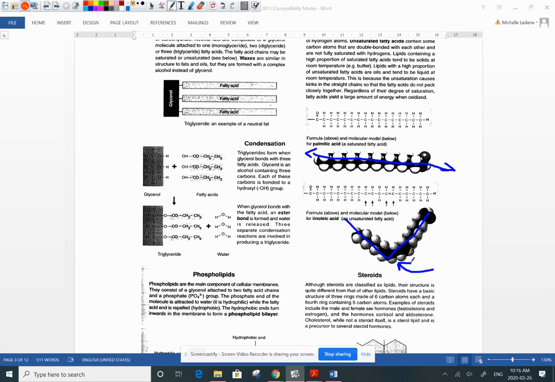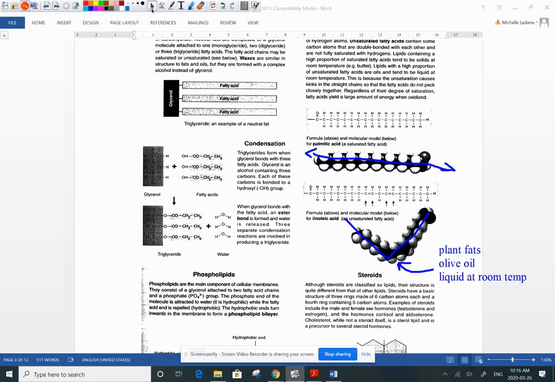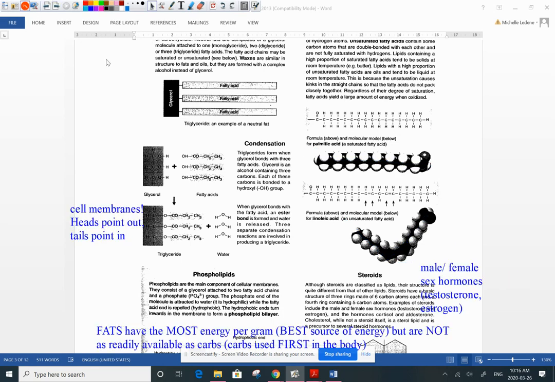So where would I find these unsaturated, these good fats? Well, these unsaturated fats are plant fats. And so things like canola oil and olive oil, they are better for you. And they are generally liquid at room temperature. They're the more healthy fats that people prefer to eat over the animal fats, the less good for you fats.